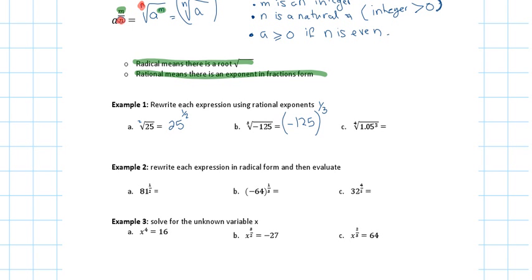All right, how about C? So what's my base? And then what goes as the exponent? 3 over 4. So again, the exponent goes on the top, and whatever is in the root goes in the denominator. Okay?